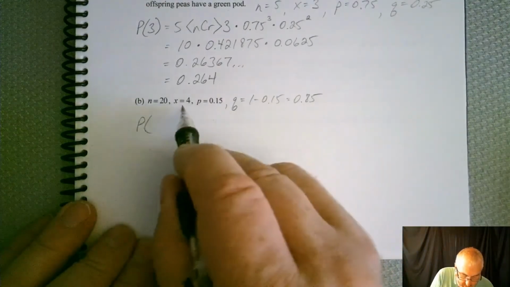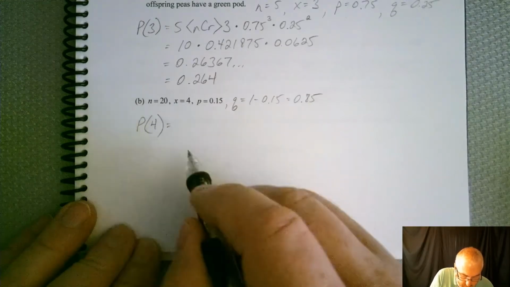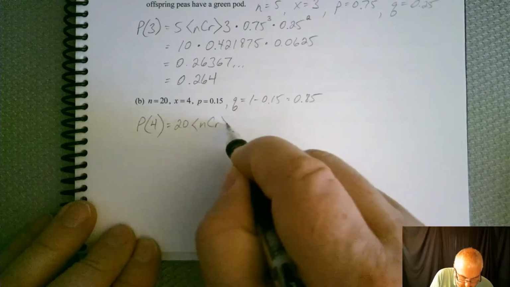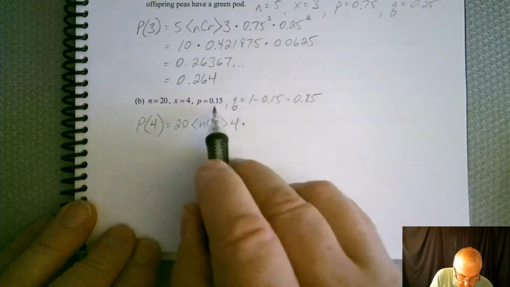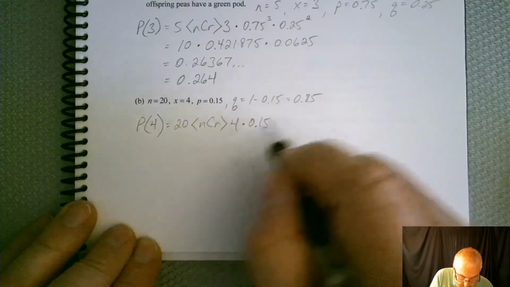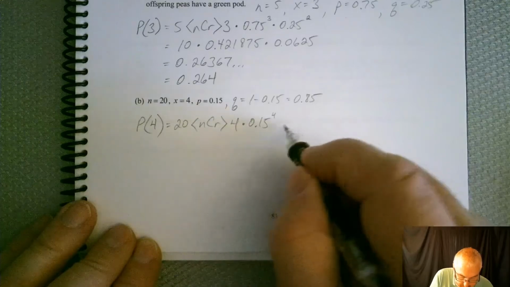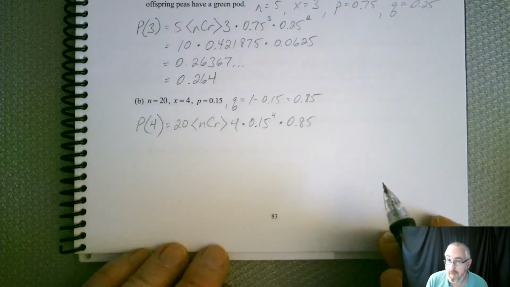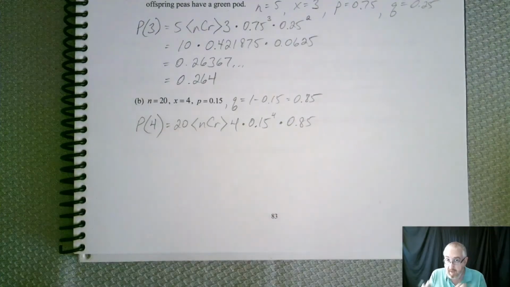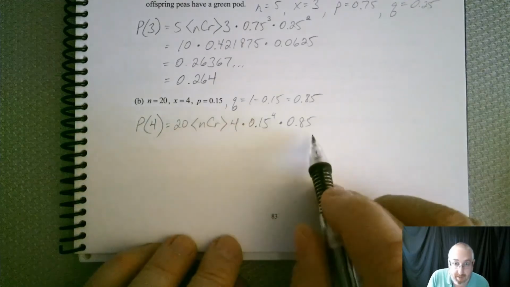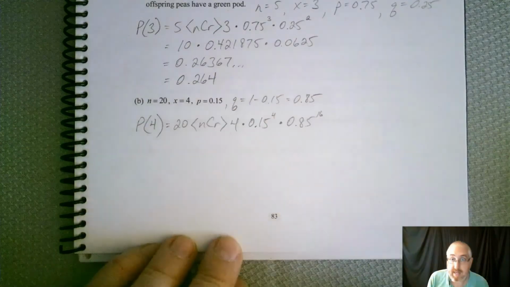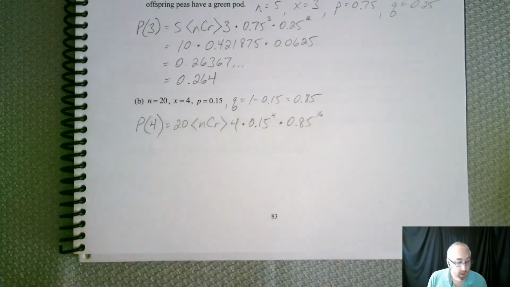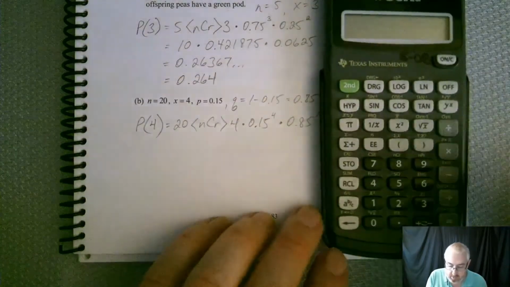So we got p of x, which in this case is 4. We got our 20s first, and our NCR button, and then 4 times our p raised to the 4, so remember those always match, times our 0.85, and what's the exponent going to be for that one? So remember, the two exponents are going to have to add up to n. So if you got 4 for this one, that forces this one to have to be 16. So again, n minus x, 20 minus 4. All right, so now we have everything in there. So let's see what we get.